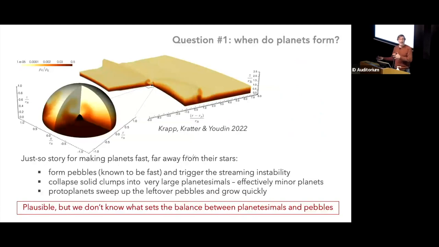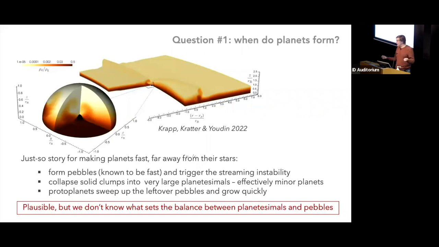And that allows us to make perhaps a story, maybe a slightly challenging one to make work in detail, for how you can make planets quickly, far from the star. The idea would be you form the pebbles. We know that part is fast. You trigger this streaming instability, and you make a small number of very big planetesimals, or minor planets. And then the minor planets accrete a lot of the remaining pebbles, and then they grow very quickly. And that escapes the bottlenecks that would otherwise be present in the solar system mode of planet formation. So that's a possibility. Maybe it's a plausible possibility.